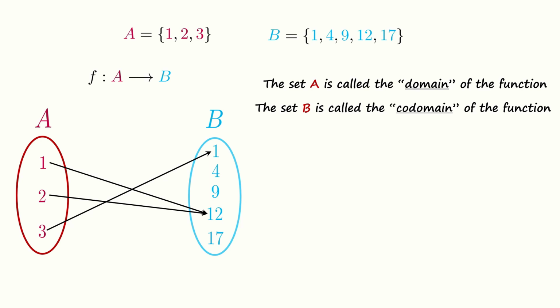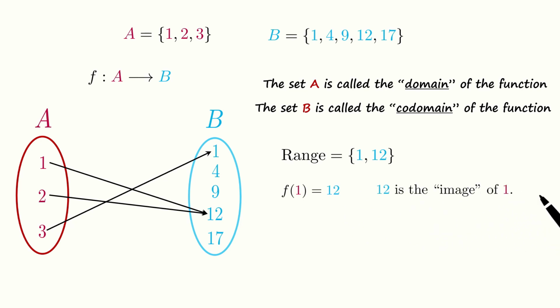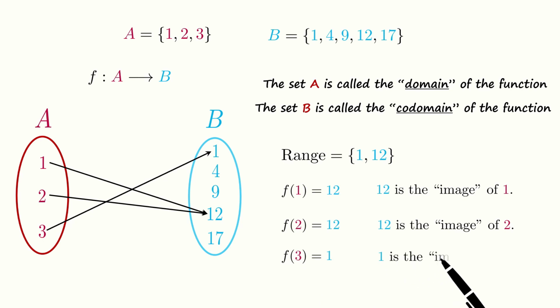In this example, only the elements 1 and 12 are associated. Therefore, the range is equal to the set containing 1 and 12. Symbolically, we write f of 1 is equal to 12. The element 12 is called the image of 1 under the function f. F of 2 is also equal to 12, so 12 is also the image of 2 under the function f. And f of 3 is equal to 1. So 1 is the image of 3.